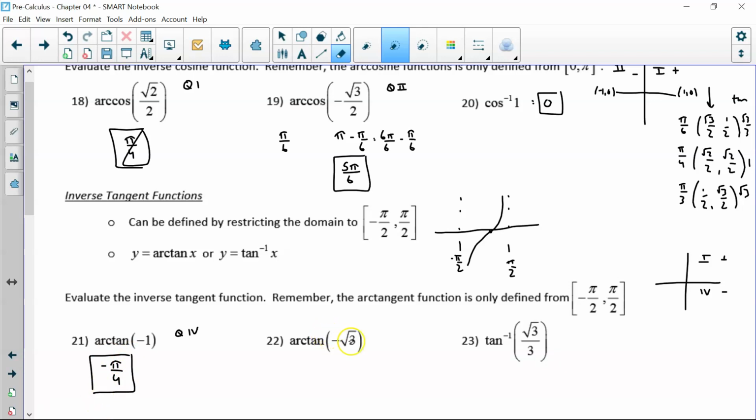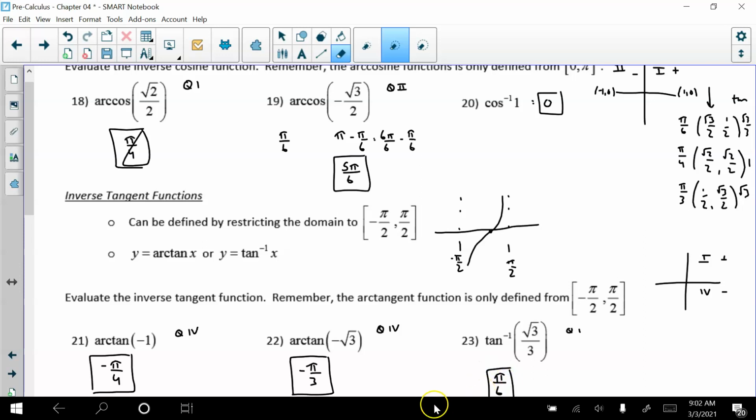Arctangent, or tangent inverse, of negative root 3, it's negative, so we're in quadrant 4. When tangent's root 3, it's going to be pi over 3. To get us into quadrant 4, just throw a negative in front. And for the inverse tangent of root 3 over 3, it's positive, so we're in quadrant 1. Root 3 over 3, the tangent, that's going to be pi over 6.